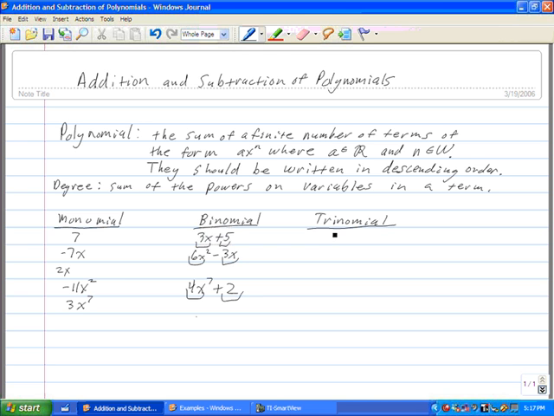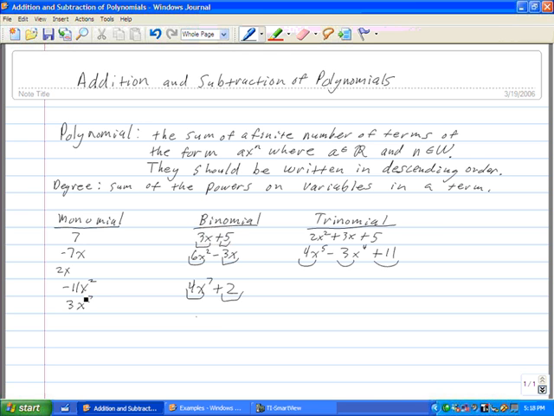Tri is a prefix that means 3. So a trinomial would be stuff like 2x squared plus 3x plus 5 would be a trinomial. 4x to the 5th minus 3x to the 4th plus 11 would also be a trinomial. Here's your 1, 2, 3 terms.